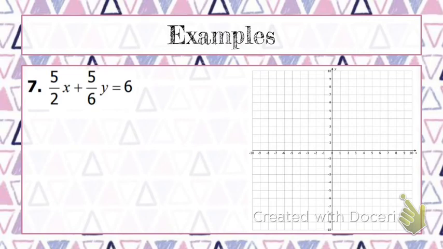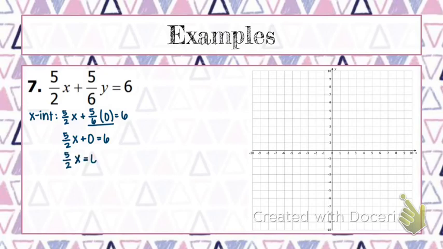Okay, last example. The x-intercept. We're going to replace y with a 0. So this is going to equal 0, so that gives us 5 halves x plus 0 equals 6. 5 halves x plus 0 is just 5 halves x equals 6. And I'm going to show you a trick about fractions.